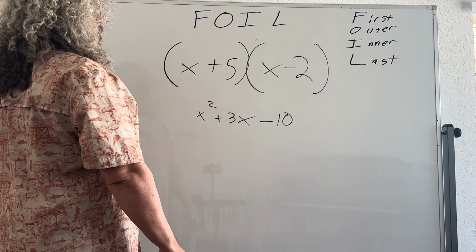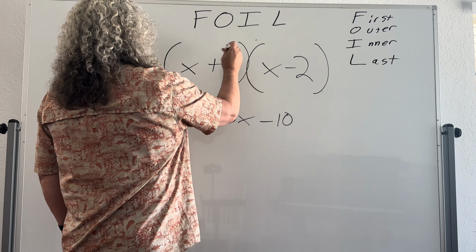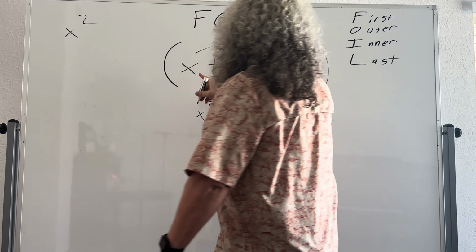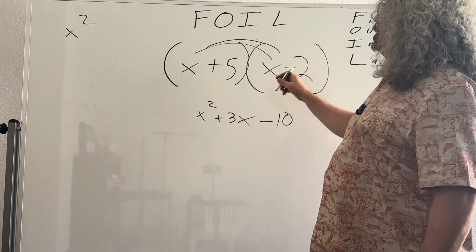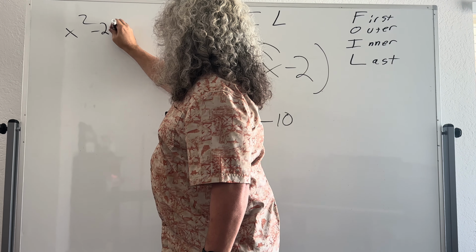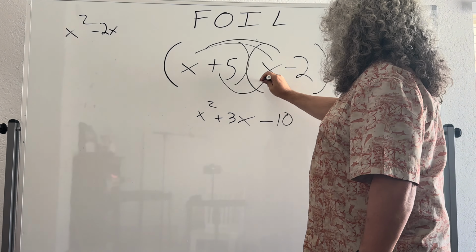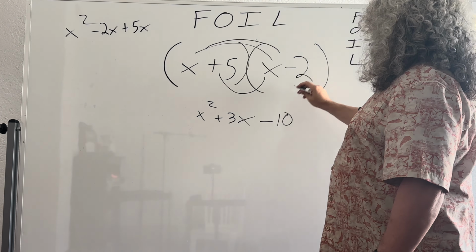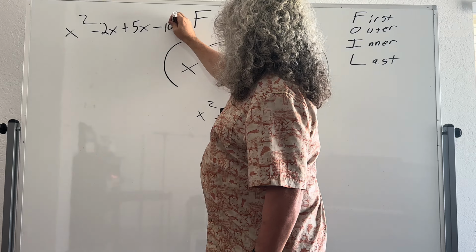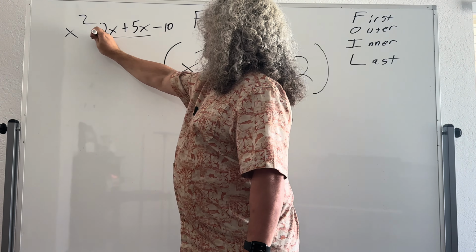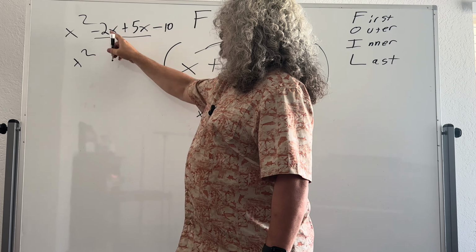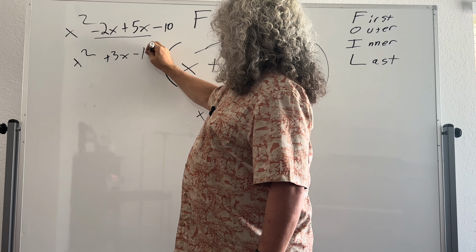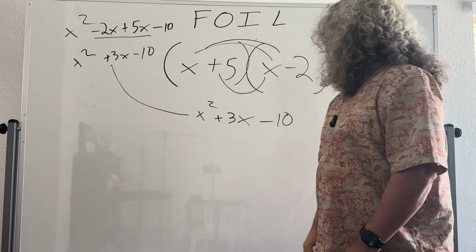Okay, let's do it the longer way and see if I got there. X times x, x squared. X times negative 2, negative 2x. Positive 5 times x, positive 5x. Positive 5 times negative 2, negative 10. Look, combine like terms. X squared, negative 2x and positive 5x becomes a positive 3x, minus 10. And looky, looky, looky, isn't that cool?